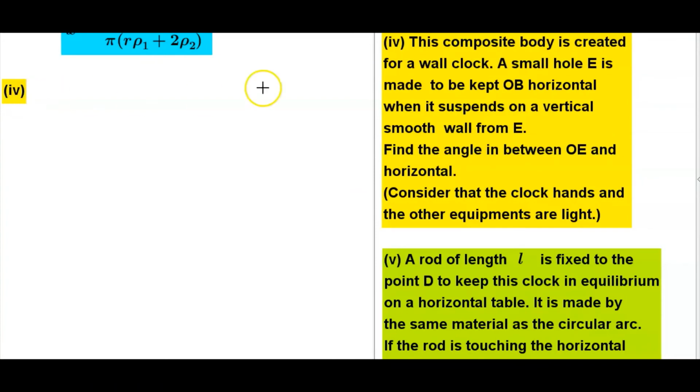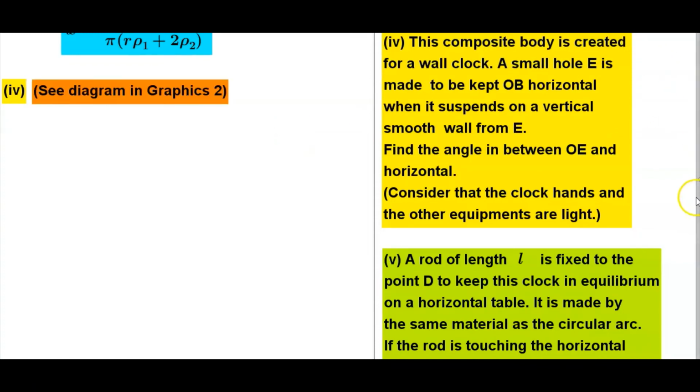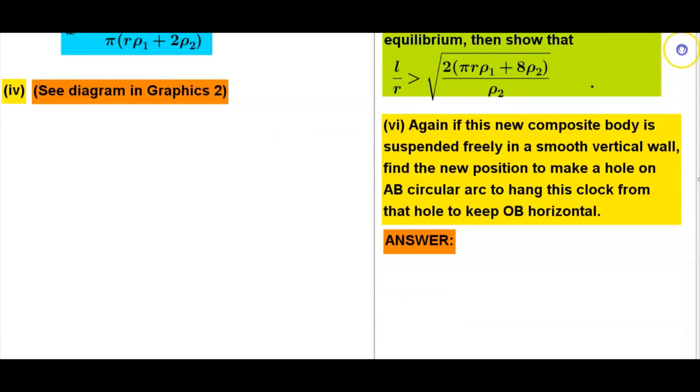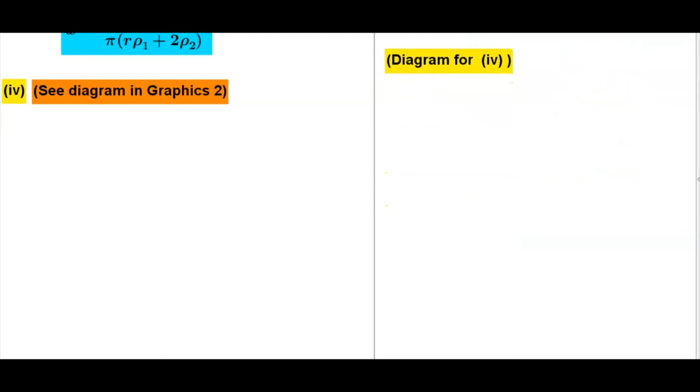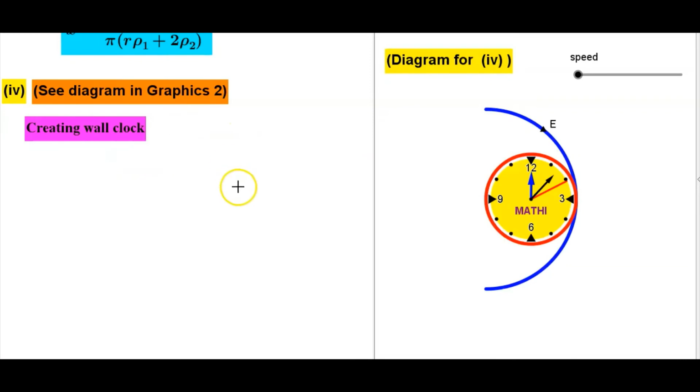This one, fourth part. This composite body is created for a wall clock. A small hole is made to keep it horizontal. We draw the diagram for this clock. The wall clock is created, and it's a real wall clock.